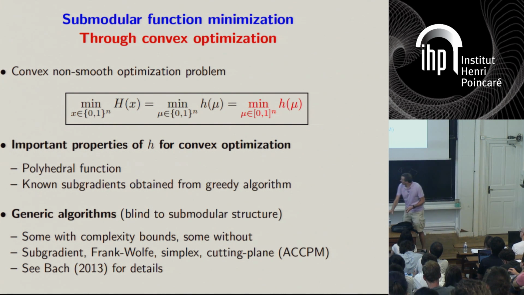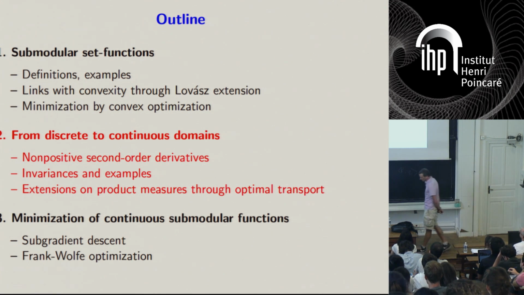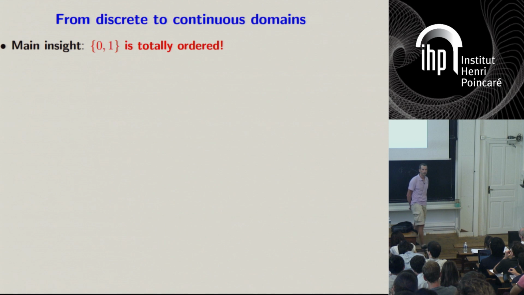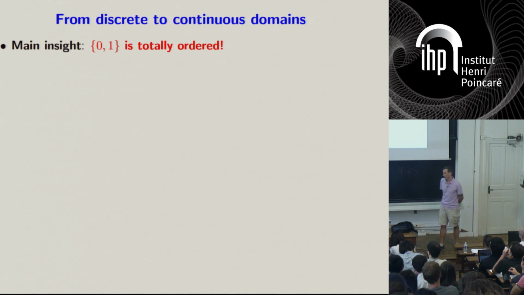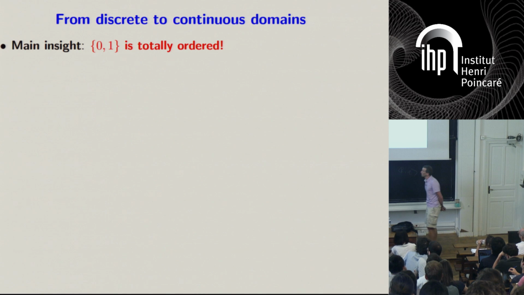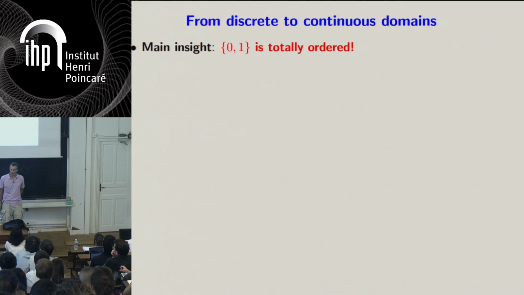All right, so now let's look at how to extend this to all possible functions. And this will come essentially with one big insight. And this is that the set {0, 1} is totally ordered. I'm sure you believe this. You were all aware of it when you entered that room. But personally, I hadn't realized that this was the reason why submodularity was so tightly linked with convexity. This was because of this, the fact that {0, 1} is totally ordered.